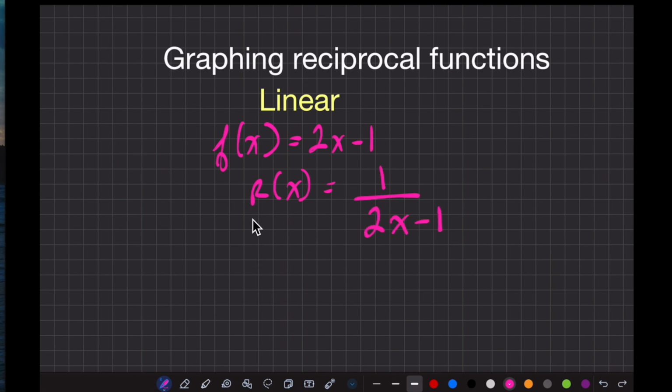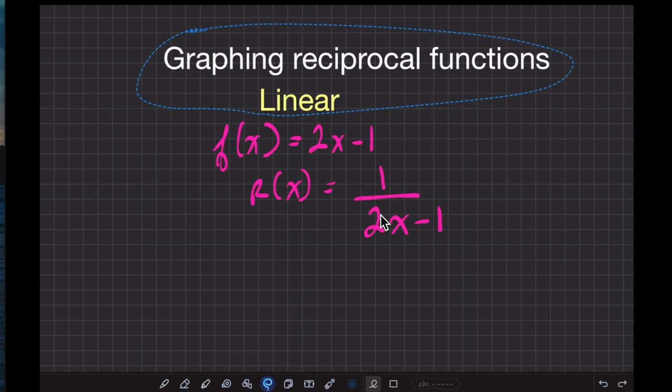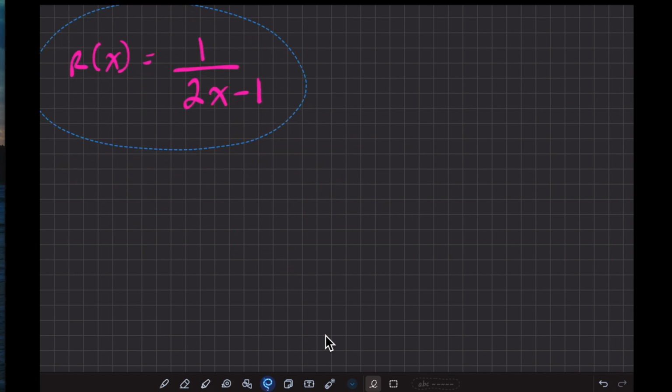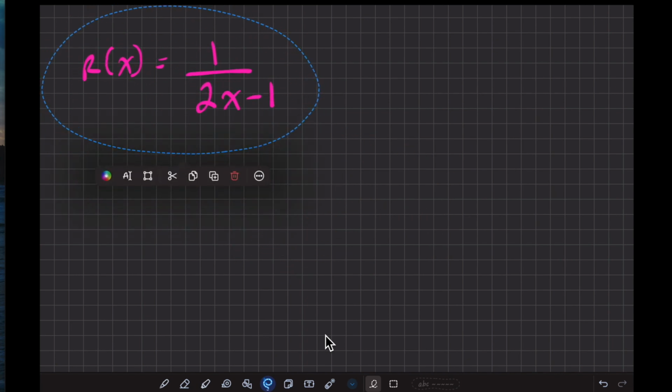This video is going to be about how to graph this reciprocal function using the elements of the original linear function. Now, folks, before we talk about those methods, let's remind ourselves that we know how to graph this reciprocal function. We don't need the elements of the linear function to do that. So let's just do a quick review of how to graph this rational function.